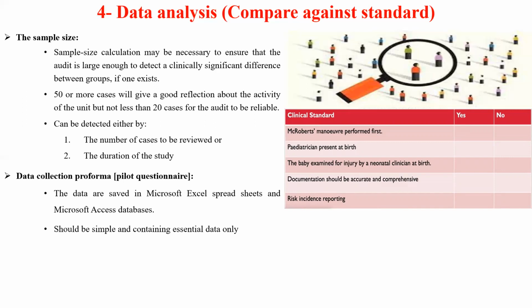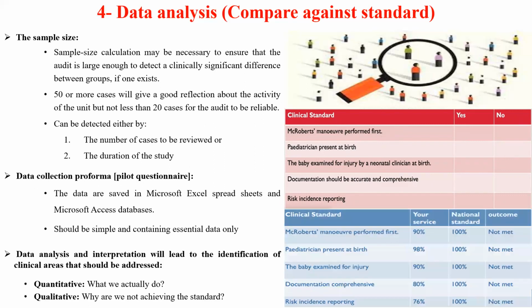For example, in cases of shoulder dystocia, this is an example of a performer for data collection. So, very easy way. You are asking if the McRoberts technique was done as the first technique in management, if the pediatrician was present at birth, if the baby was examined after delivery, if there was documentation and incident reporting, you will say yes or no. Very easy to collect the data and to answer the questions in the performer.